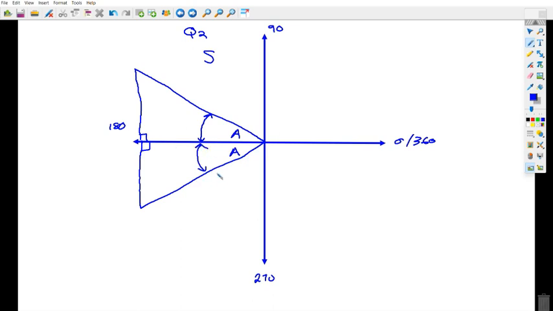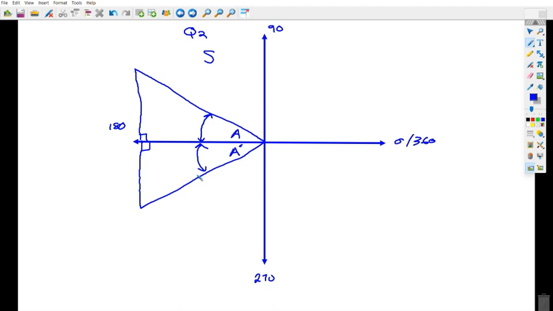Okay, so if I look at this line over here and ask what my angle is between this line and my closest horizontal, I know it's A degrees. Can you see that? Between this hypotenuse and my 180 horizontal, my closest horizontal, I can see that that is just A degrees.